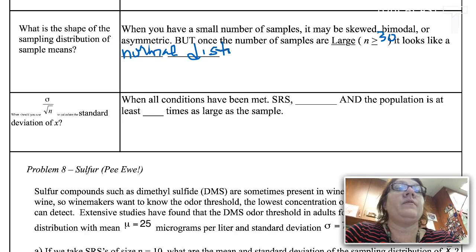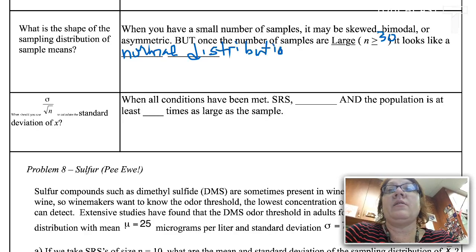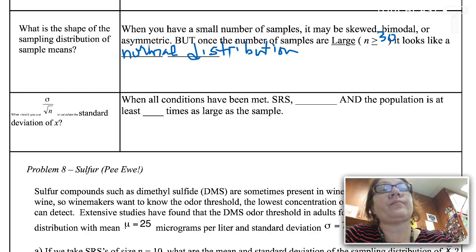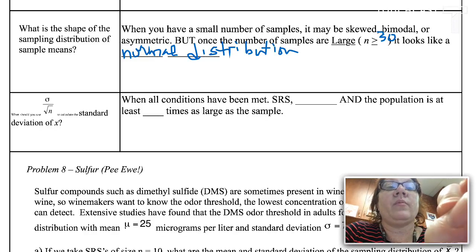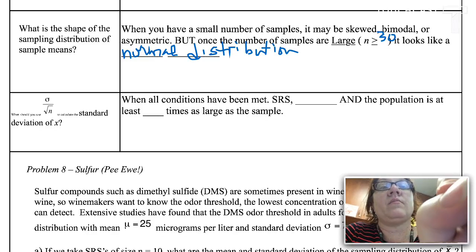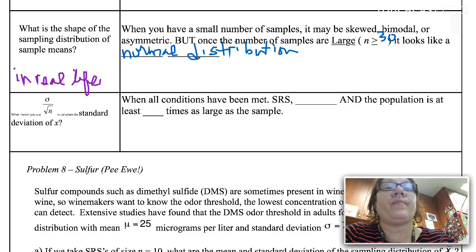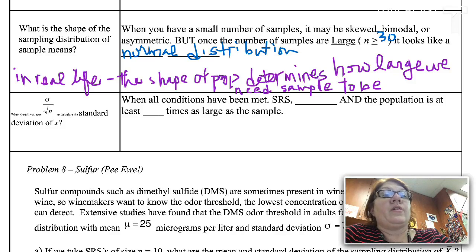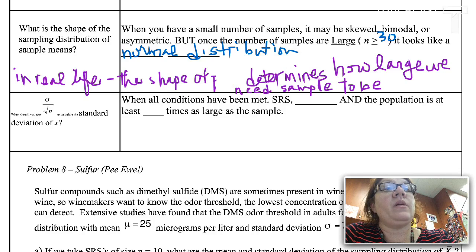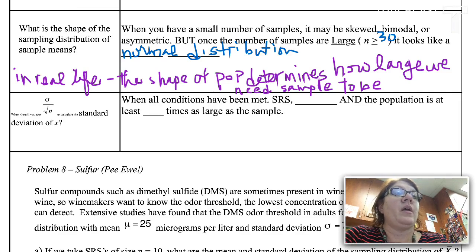Now, in real life, the shape of the population really sort of dictates. So we're going to put in real life down here. The shape of my population will determine how big my sample needs to be, but for our rule of thumb, we're going to say in order for it to be normally distributed, n has to be greater than or equal to 30.